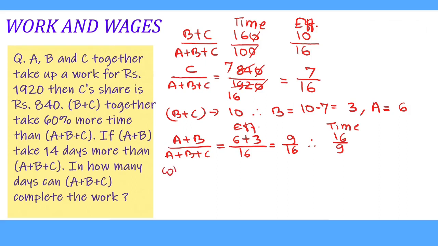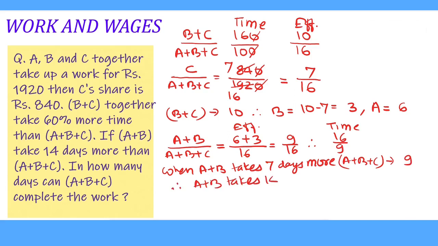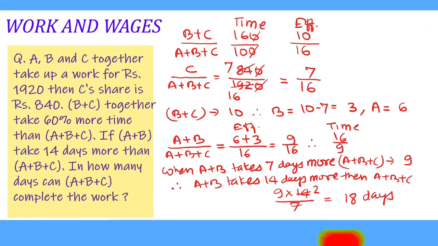So when A plus B takes 7 days more, then A plus B plus C can do the work in 9 days. Therefore, when A plus B takes 14 days more, as given in the question, then A plus B plus C will be doing 9 multiplied by 14 upon 7. 7 cancels 14 two times, so this is equal to 18 days. So A plus B plus C will be doing the work in 18 days.